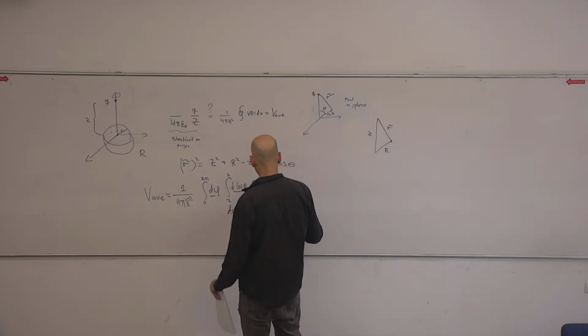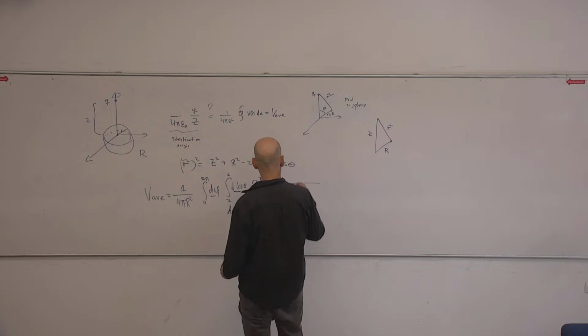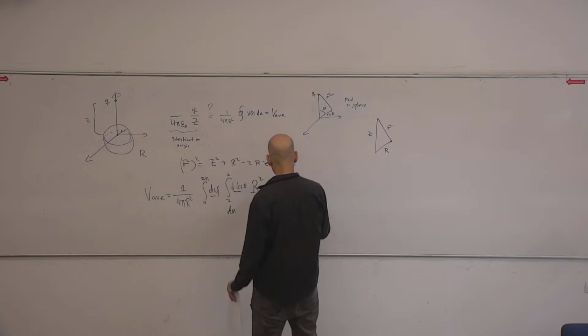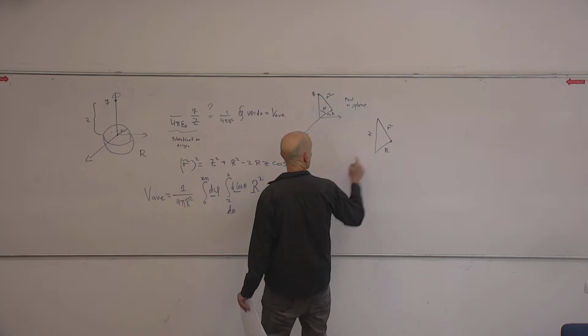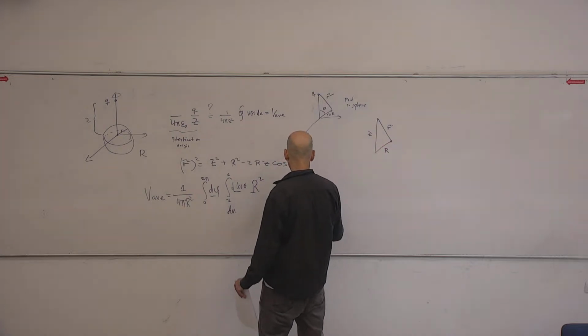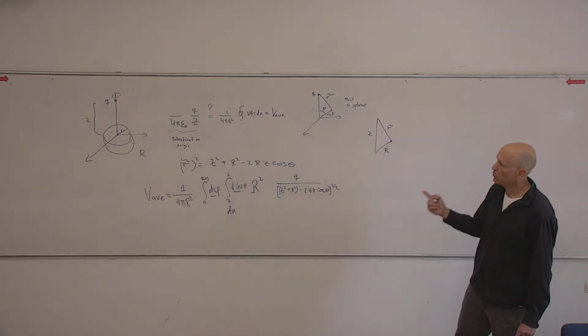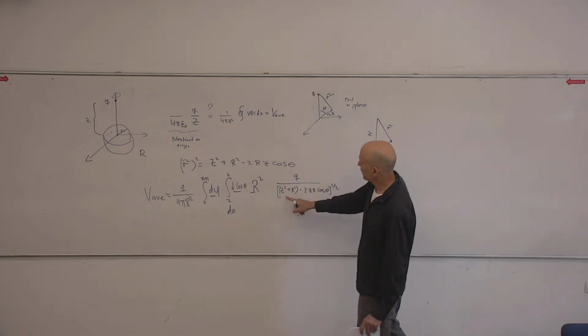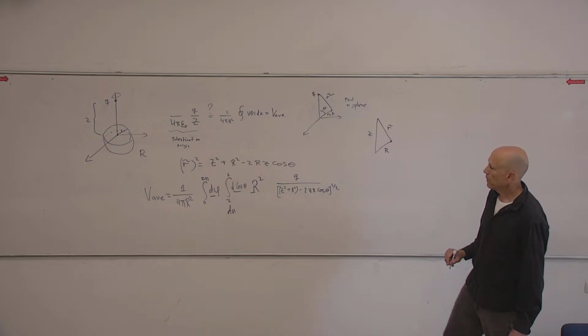And now I need to write down, okay, I need to have Q, of course, and then I have z squared plus R squared minus 2zR cosine theta, this is the distance R tilde, to the power half. The power half is because we are talking here about the potential, and the potential has units of 1 over distance. Times K.